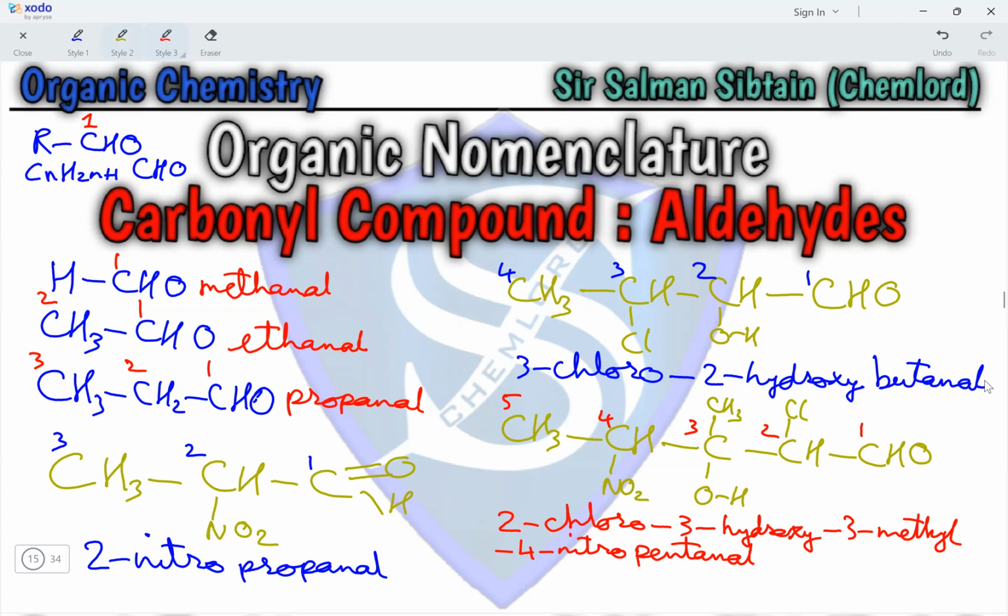Another example would be CH3 CH CH CHO, both having a CH3 group on them as substituent groups. Both of them would be CH3. So the numbering would be 1, 2, 3, and 4. And the name of this compound would be 2,3-dimethyl, and a 4 carbon aldehyde would be butanal. This is how aldehydes are named.